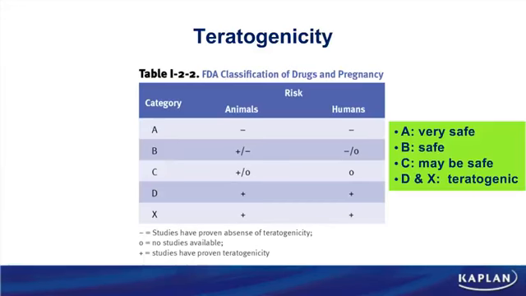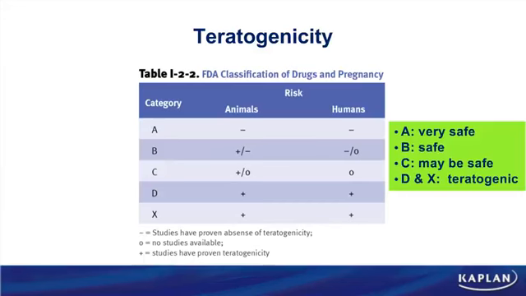Category C drugs may be safe. If you look at the table, notice how it shows you that there are no studies available in humans. Now, that's kind of scary. Well, why does a drug get put into category C? I call it the unknown category. If we don't know anything about a drug's teratogenic risk, we tend to put it into category C.